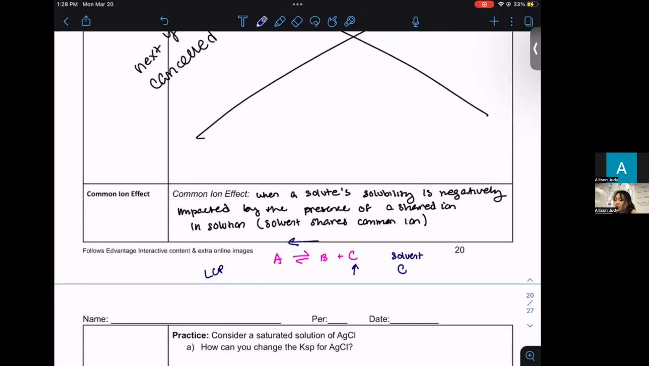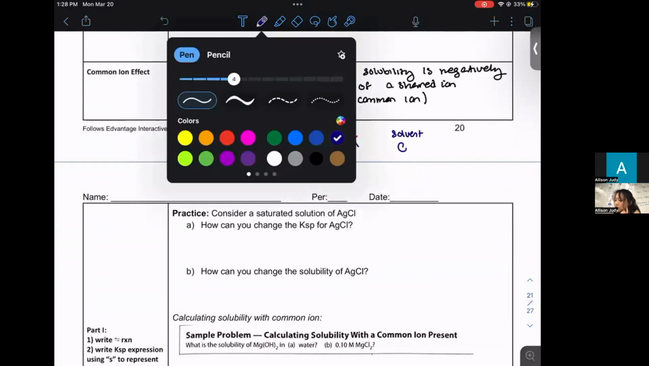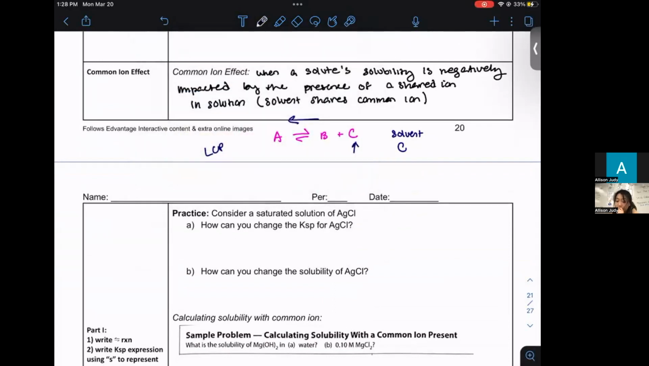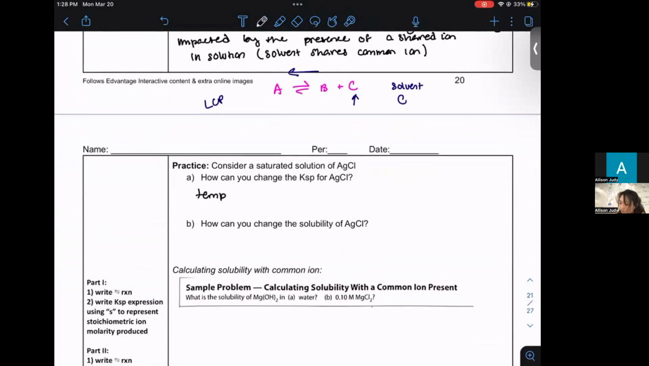Okay. So, consider a saturated solution of AgCl. How can you change the KSP for AgCl? Well, according to the textbook, and I'm just going to leave it at that, you can change it through temperature and concentration. Please don't argue about that with me. It is what the AP asked you to know. It is on AP questions, okay?